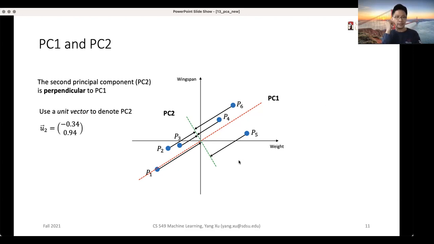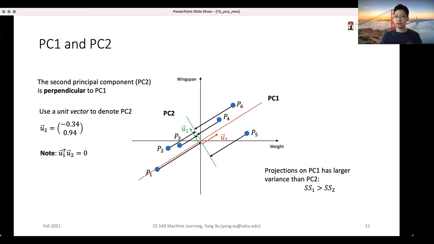And in this case, the unit vector for PC2 is perpendicular to U1, so it's negative 0.34 and 0.94. Okay. All right. Because we know that U1 and U2 are orthogonal, they are perpendicular. If we compute the dot product between them, it must be 0. And the sum of squares of PC1 is for sure greater than PC2. Okay. So that is an operational process of how we can obtain the first principal component and the second principal component for a two-dimensional data set.